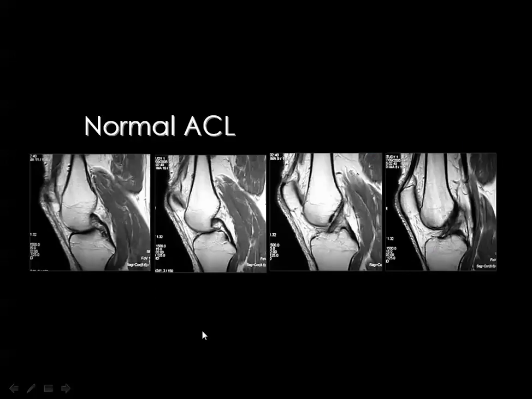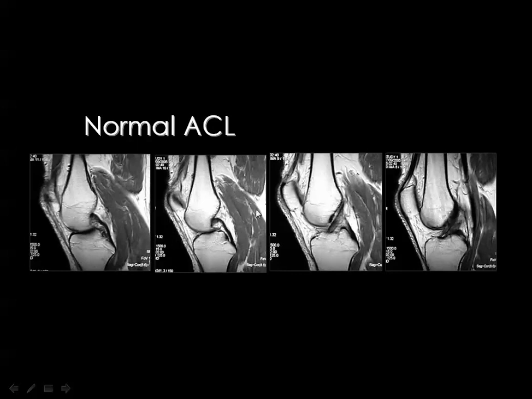Then if you want to see the anterior cruciate ligament, you first identify the posterior cruciate ligament, which is a constant cord-like low signal structure attached to the posterior aspect of the femur, going to the posterior aspect of the tibia. Then you go an image before or an image after, looking for the anterior cruciate ligament. You will find it in one of these two images, either here or there.